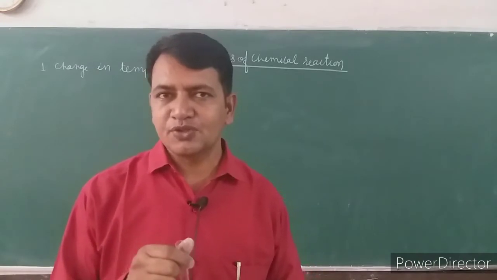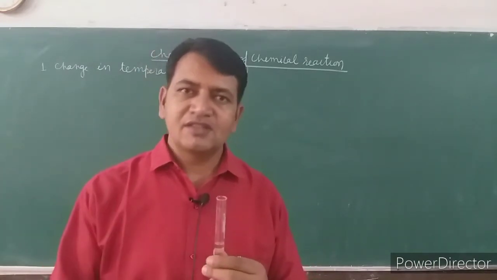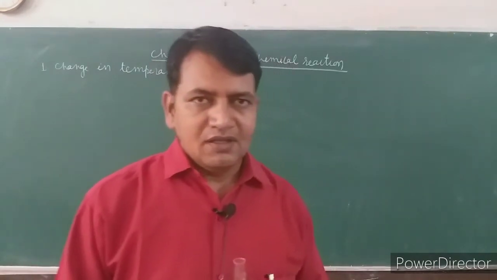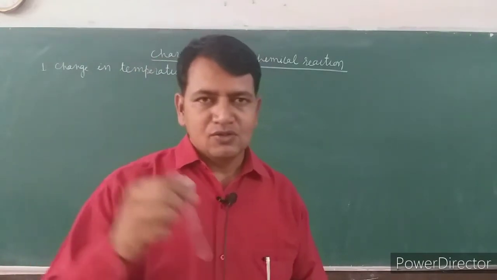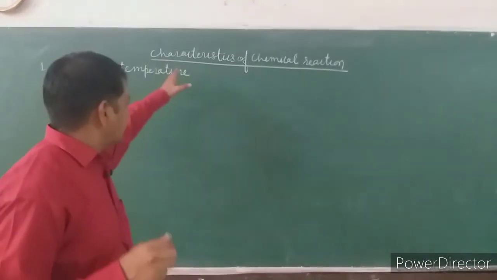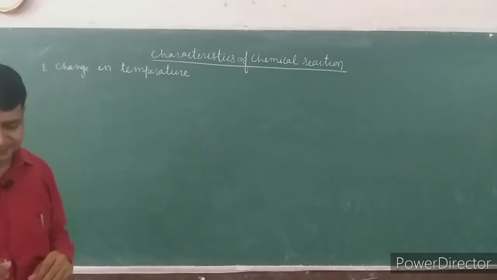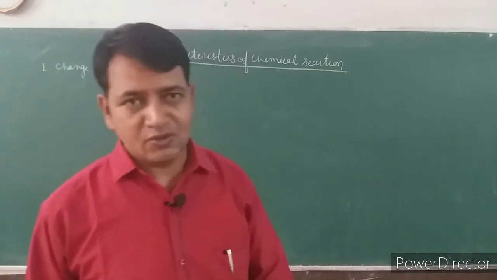So you have to keep precautions. When you are dealing with water and acid, always add acid to the water, not water to the acid. The detailed concept we will discuss in our upcoming classes. So we were dealing with the characteristics of chemical reaction, and the first characteristic is change in temperature. How can we demonstrate or observe that in a given reaction there is a change in temperature or not?